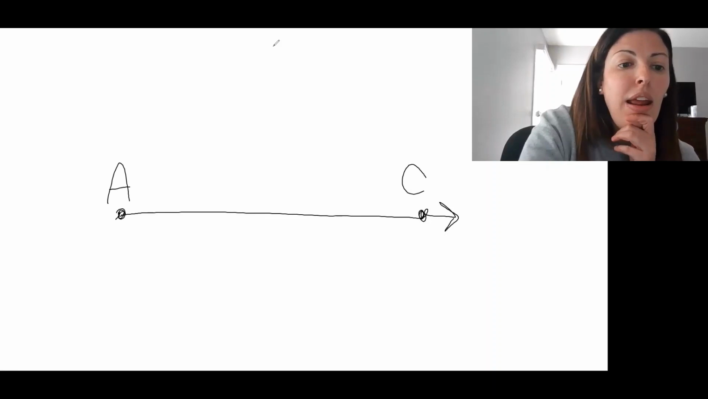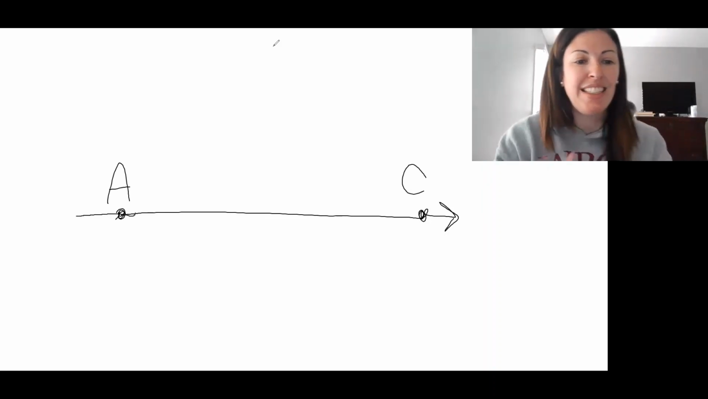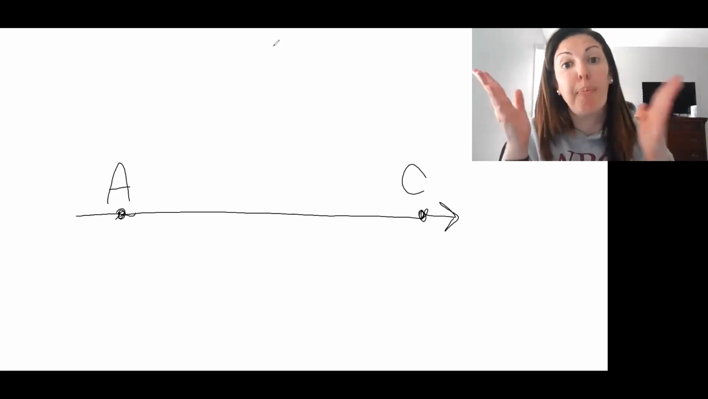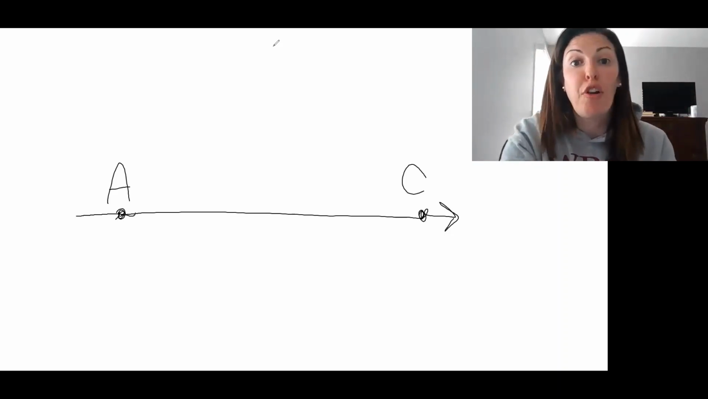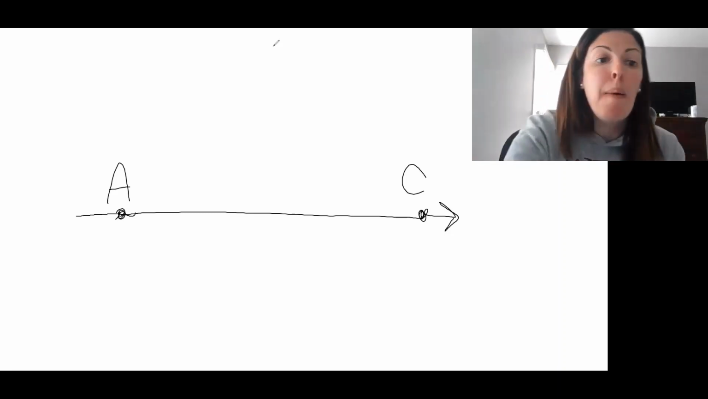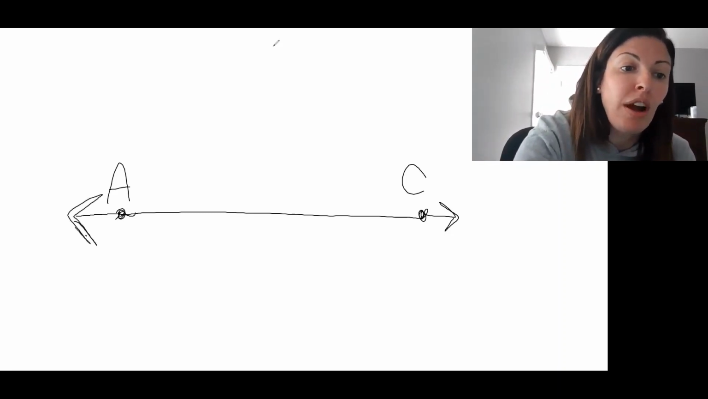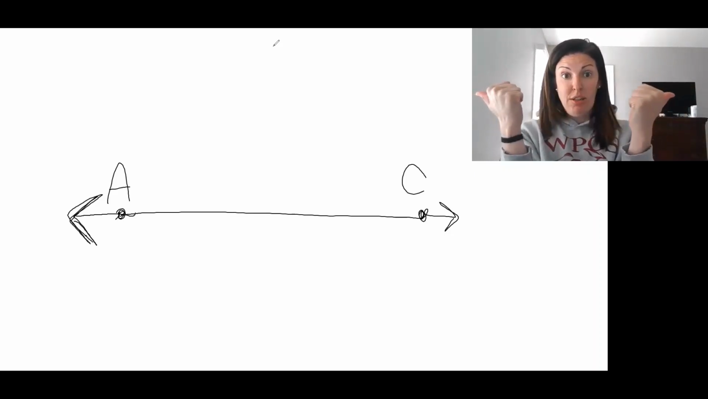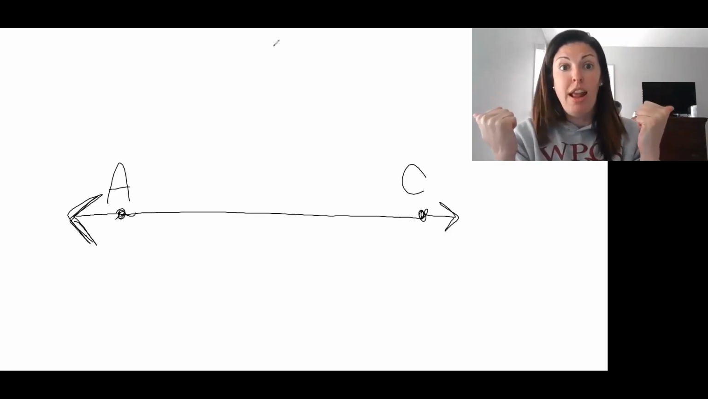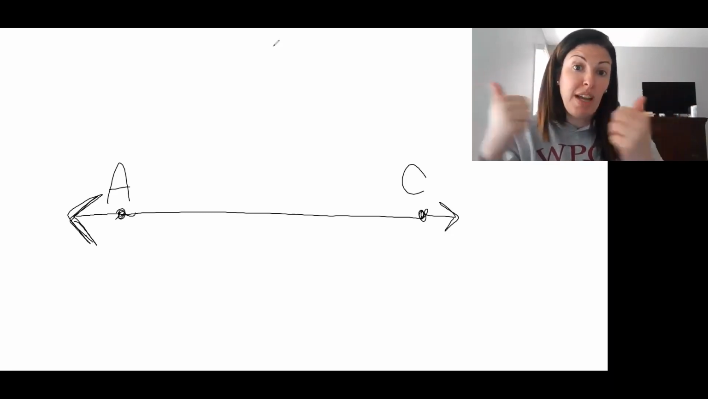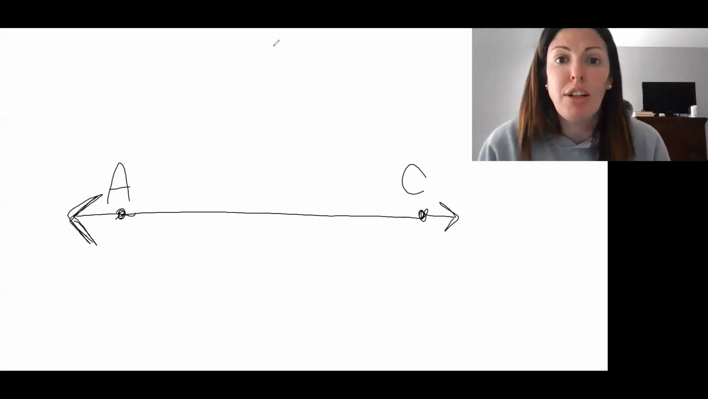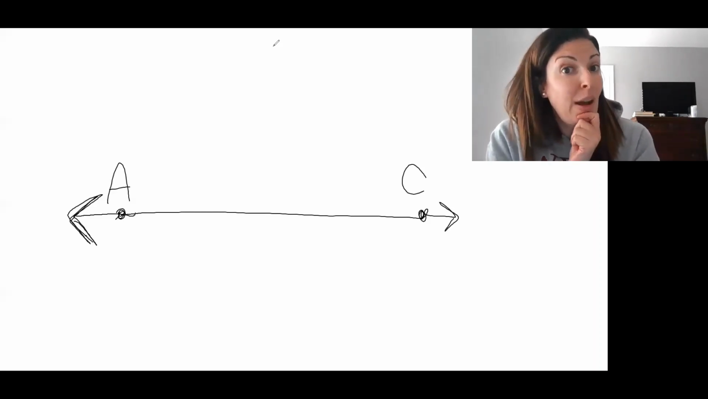But what would happen if we extended our ray in the other direction as well? So not only will our ray, or the piece of our line, go forever in this direction, but what if it also goes forever in the other direction? So in both directions, it goes on forever. And that's why we have our arrows on both sides, to symbolize that it goes on forever in both directions. What do you think that would be called?